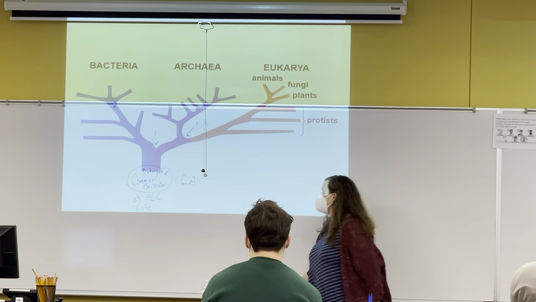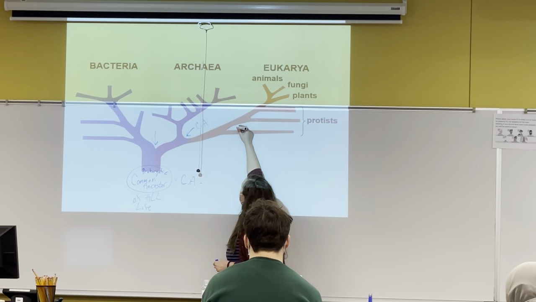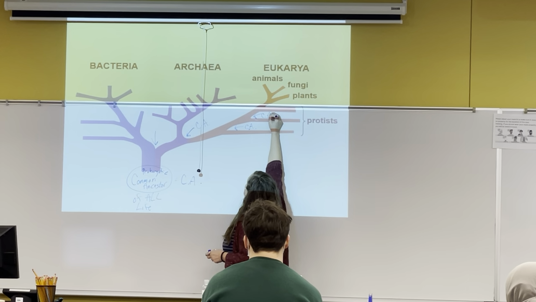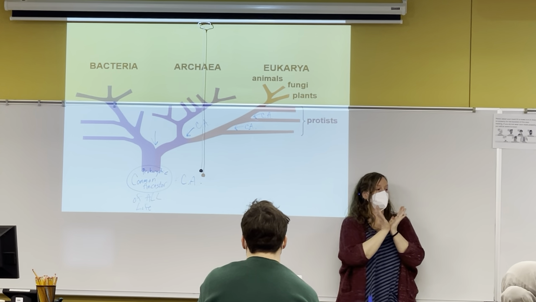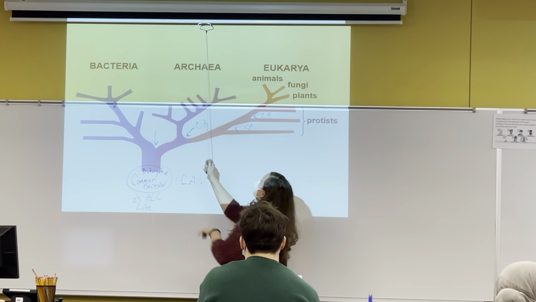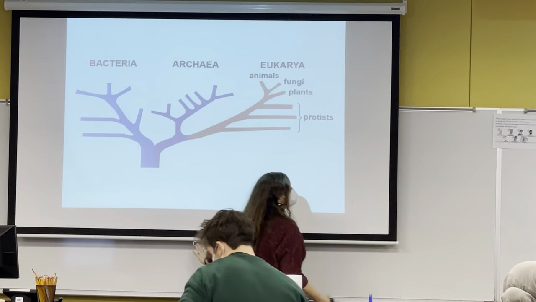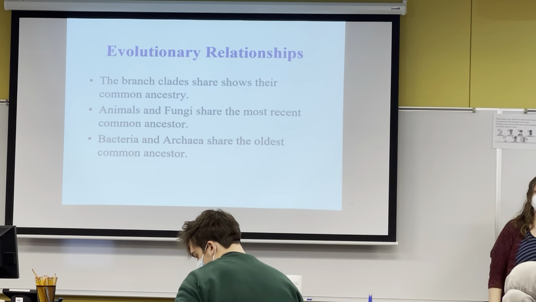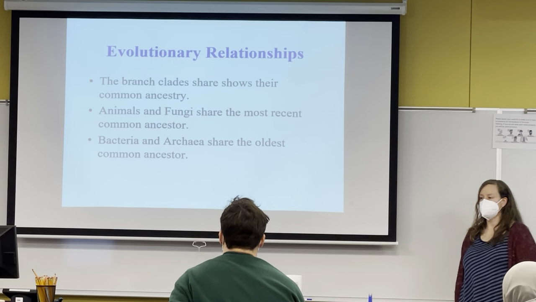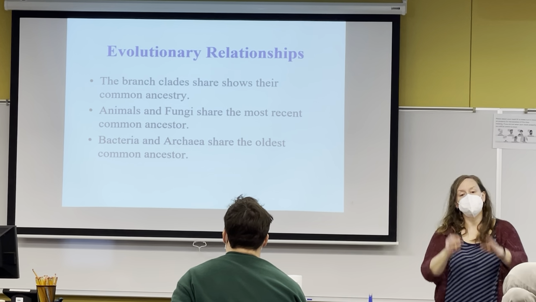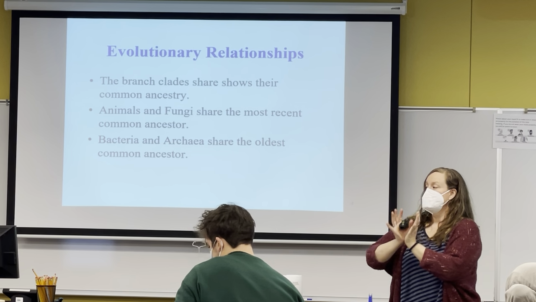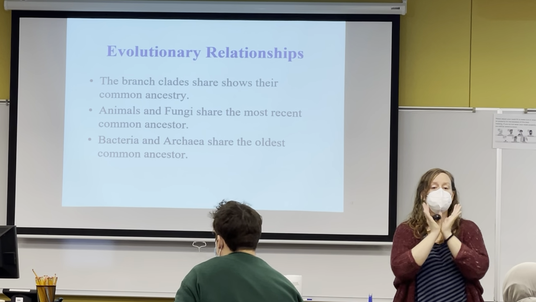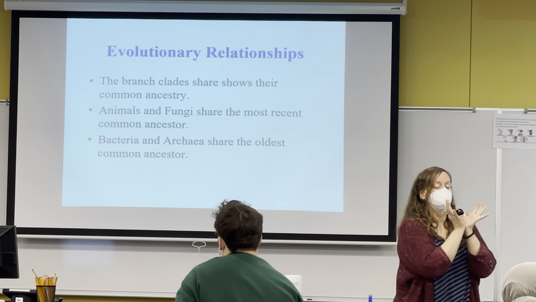So again, remember, wherever you have a branching, it means those two groups share a common ancestor. Common ancestry, go back to evolutionary relationships. And so again, the bacteria and the archaea share that prokaryotic common ancestor, which means that if you have a common ancestor, you share an evolutionary relationship.